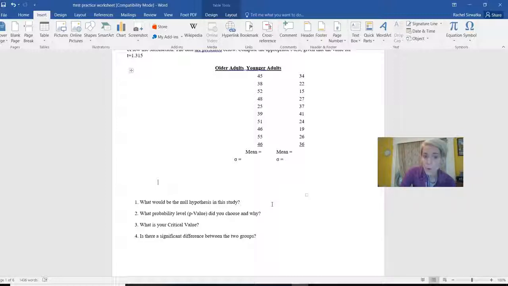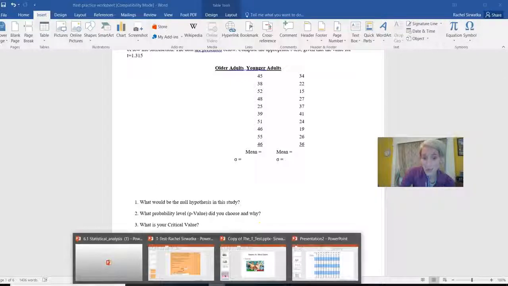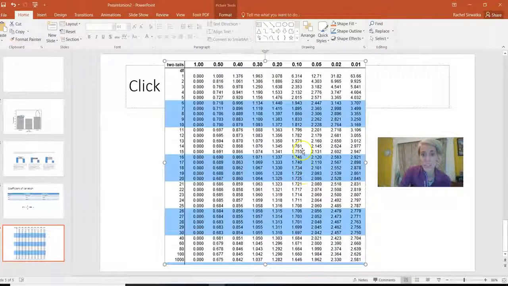Okay, now it goes on to what is your critical value. Your p-value and your critical value are both going to be found in this beautiful chart, right? Here's your 0.05, that's your p-value. And your critical value is going to be somewhere in there. What you have to do first, before you can talk about your critical value or find your critical value, is that you've got to find your degrees of freedom.